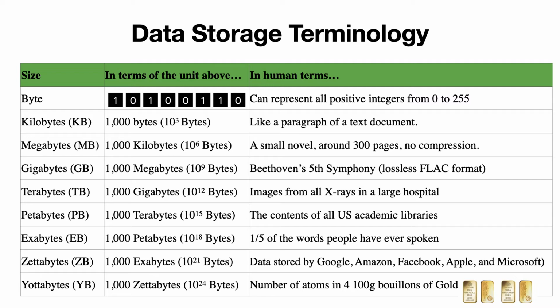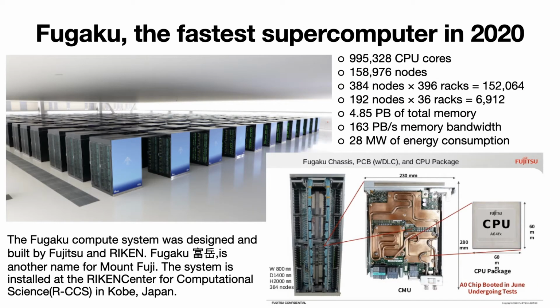So just to give you an idea of the fastest supercomputer in the world. The flagship of the current fastest supercomputers is Fugaku. Fugaku is another name for Mount Fuji in Japan. And in June 2020, it entered the list of the fastest supercomputers in the world.